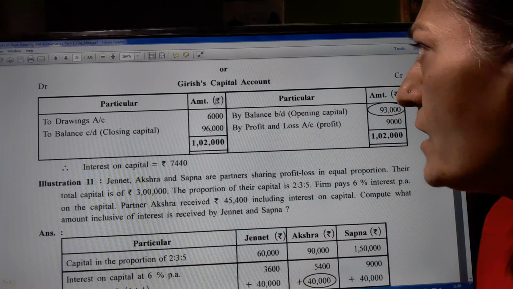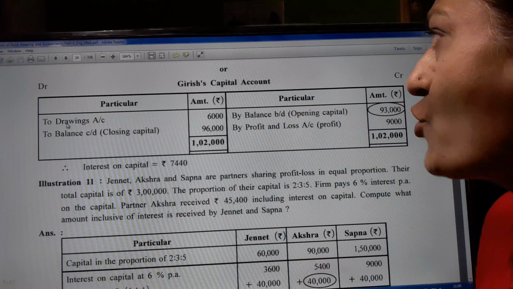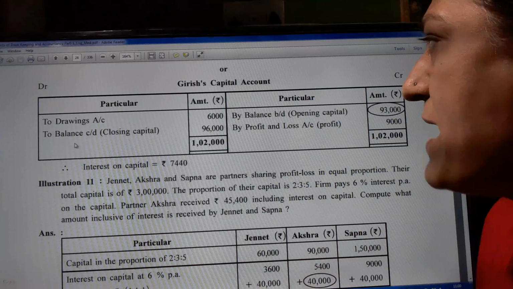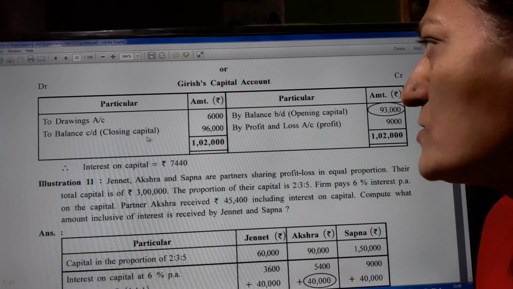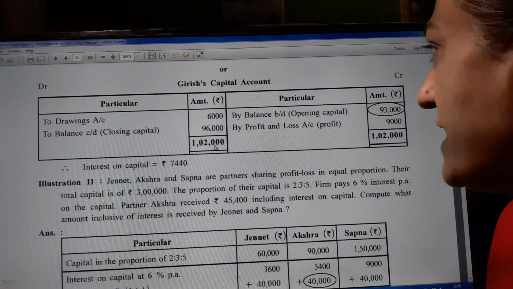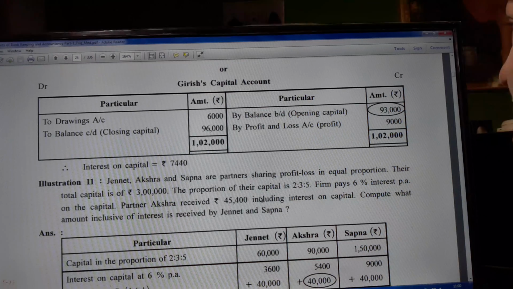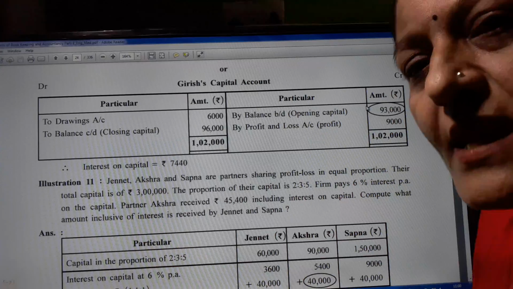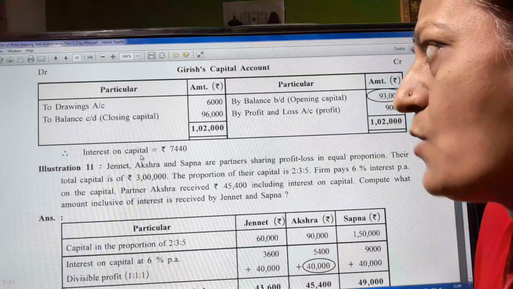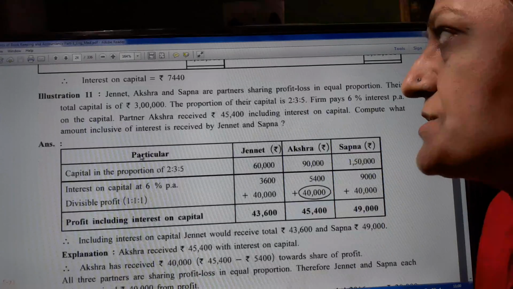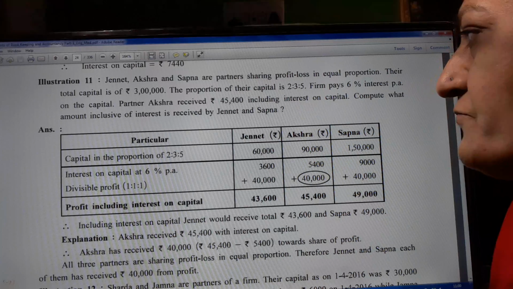Now Girish capital account: drawing account here 6,000, and balance carried down means closing capital 96,000, then 1,02,000, and here profit and loss as per profit 9,000, then 1,02,000 minus 9,000, then we get the opening capital 93,000. Okay, this way the calculation is there. Now let us start our illustration number 11.